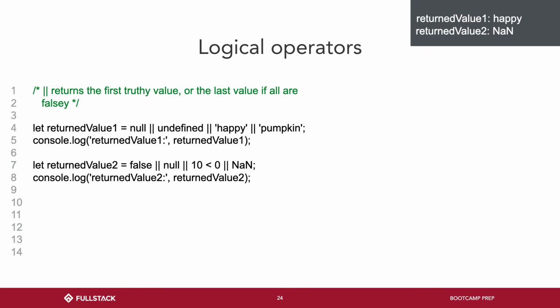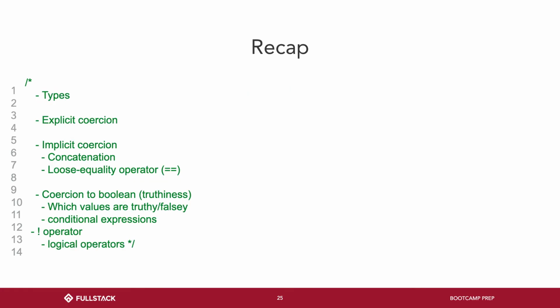Any questions? It's a lot, right? We got types, explicit coercion, implicit coercion, concatenation, loose equality, never use it, coercion to Boolean, which values are truthy, falsy, conditional expressions, bang operator, and logical operators. Any last questions?